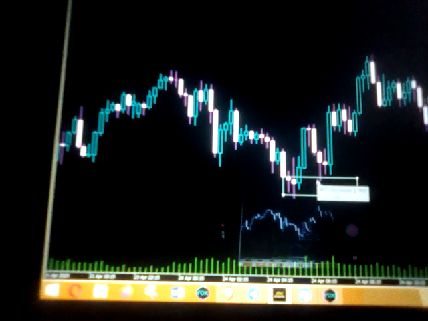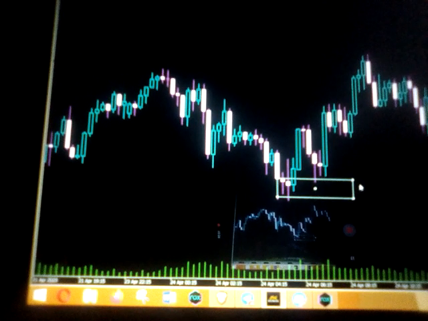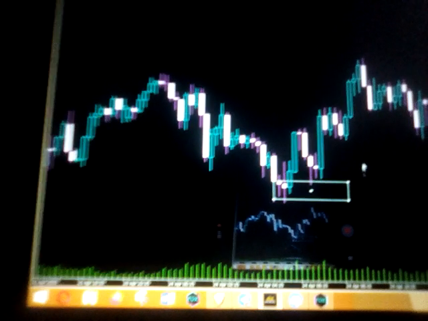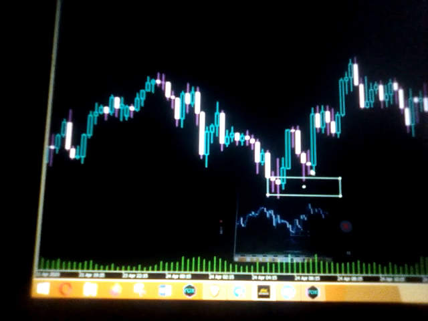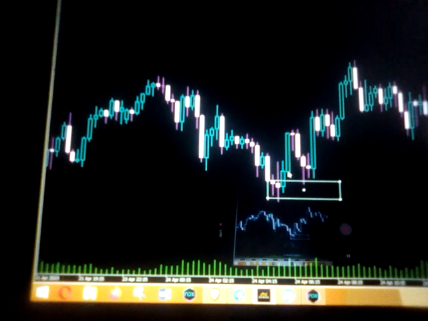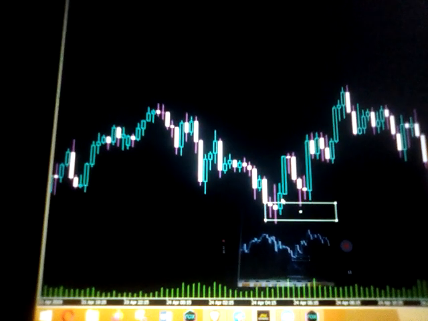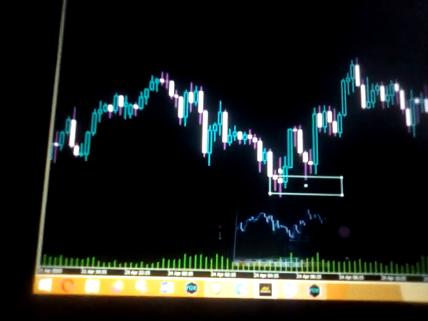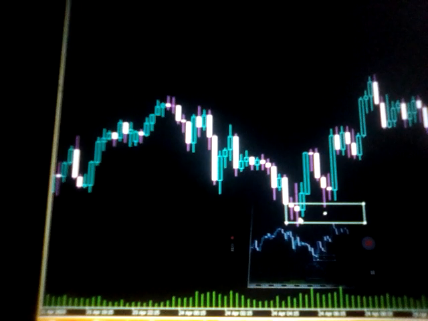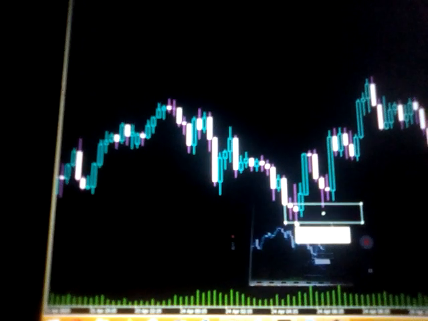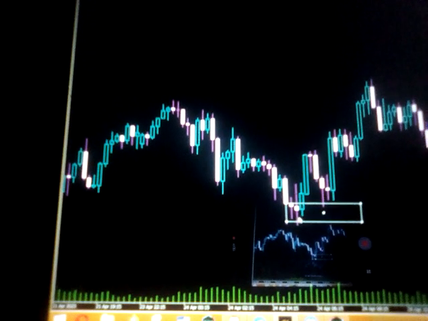I'm not showing you only the perfect ones. I know how it works, so I'm showing how it played out. Most of you can say I'm just choosing the perfect ones, but I know how it goes. If the setup fits my criteria, then I will take it.